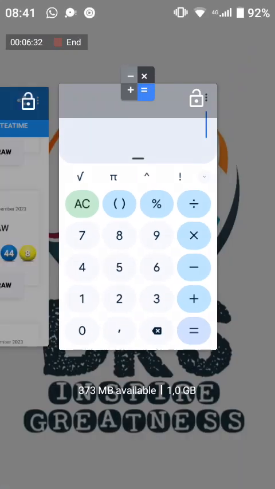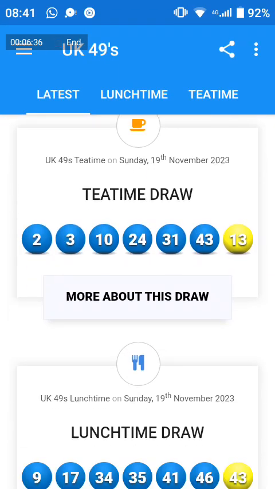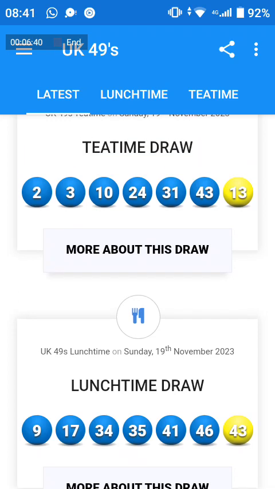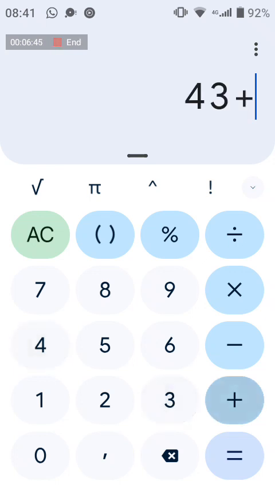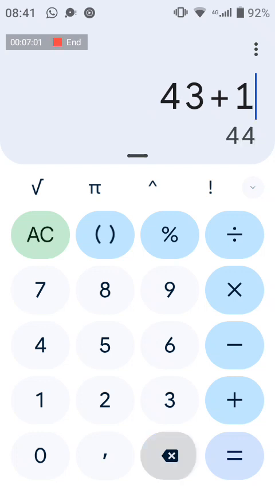We have our last numbers, which is 43 and 13. Now we're going to say 43 plus 13. It gives me a set code. Remember, I've said when it comes to the set code, we're always going to start with addition, and then it will be followed by multiplication.